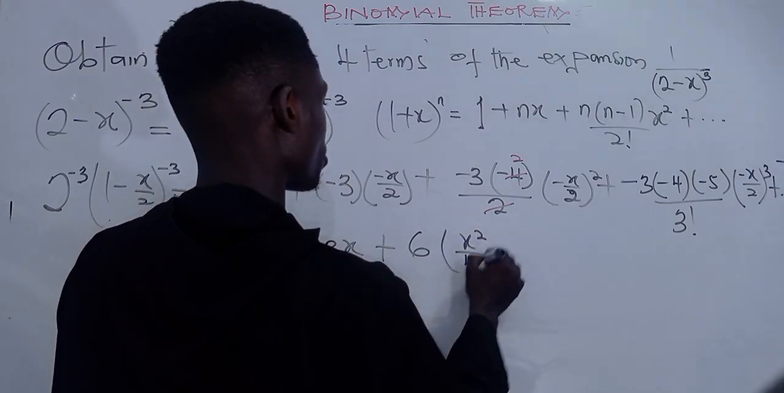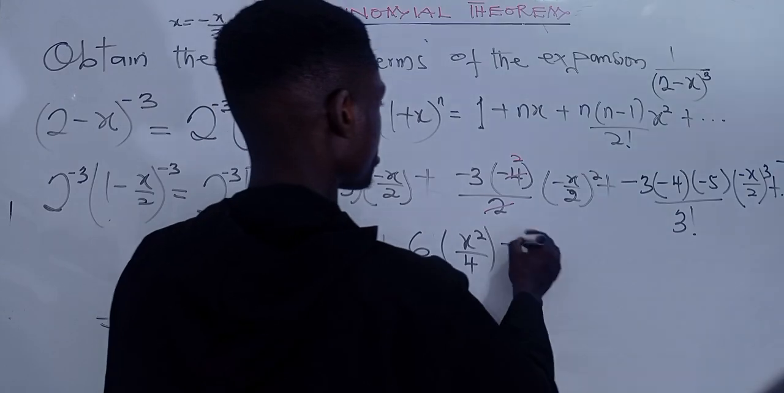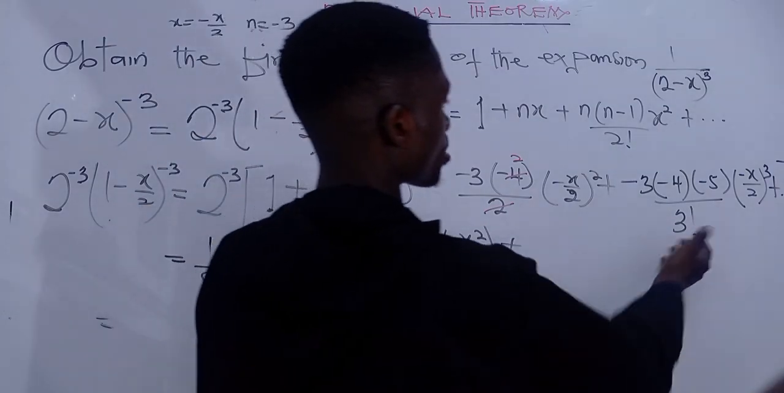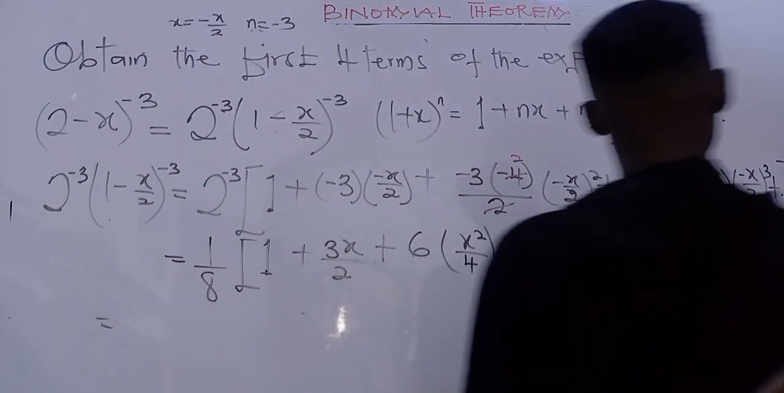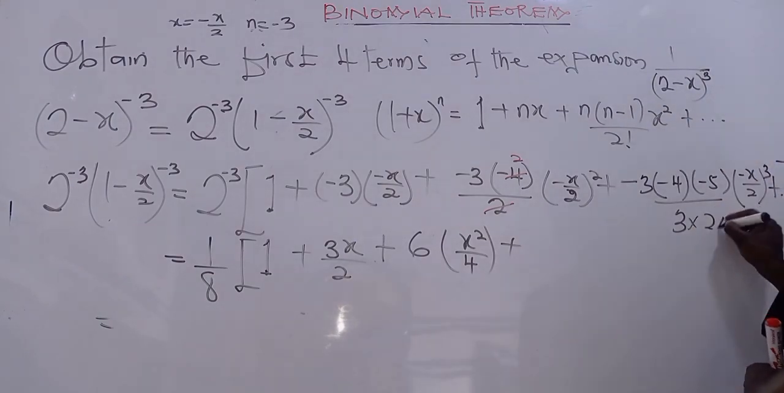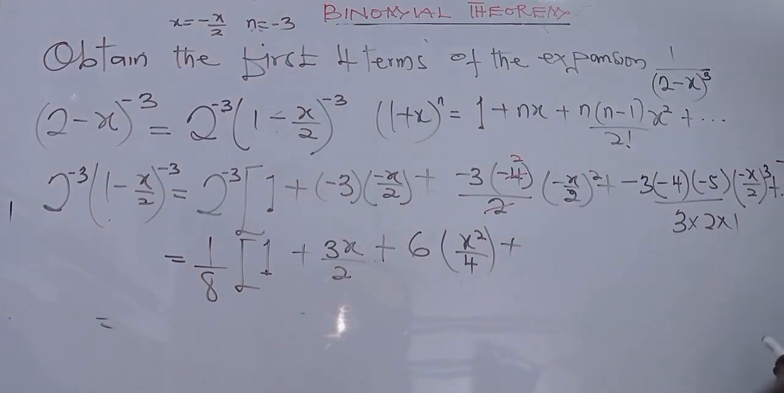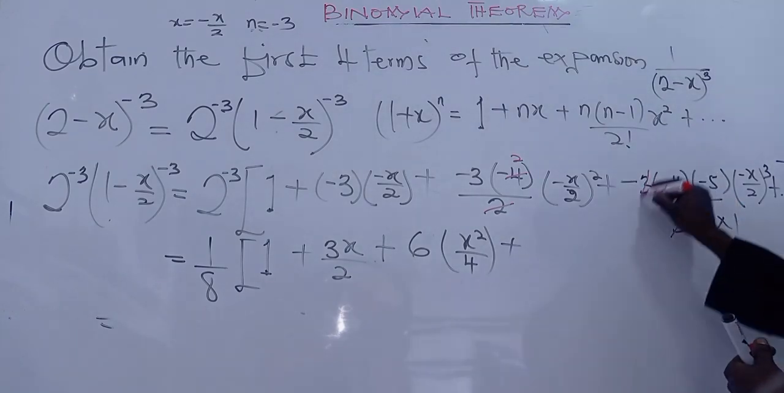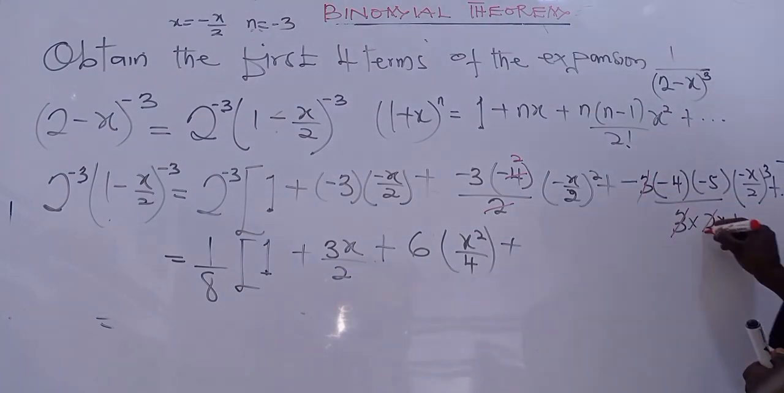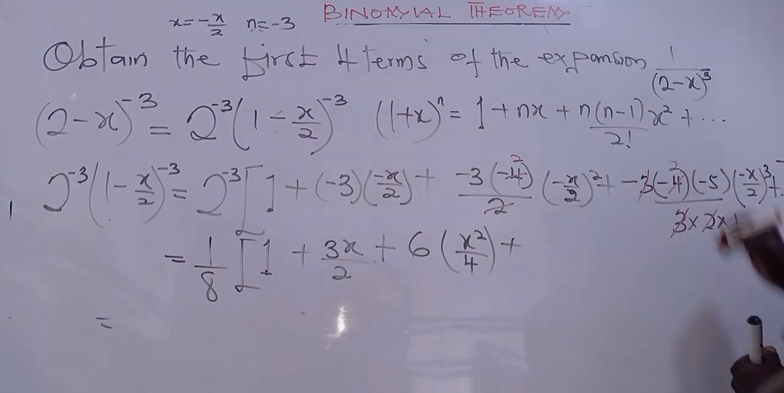X squared all over 4. And then we have 3 factorial, which can be written as 3 times 2 times 1. So from here we can see that this 3 can cancel this 3. We have 2 into 4, we have 2.